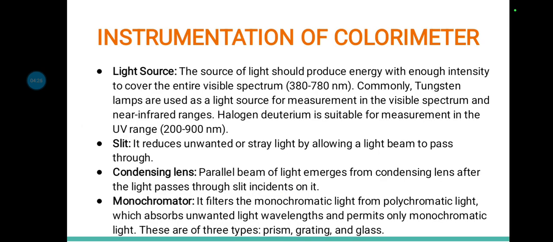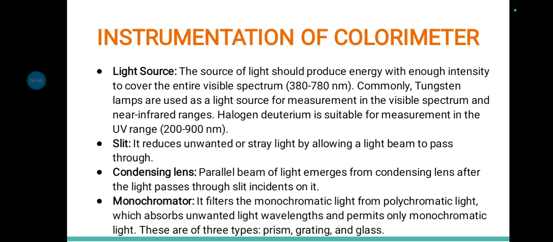Then the instrumentation of a colorimeter. What are the parts present in a colorimeter? First and foremost, the important one is the light source. The source of light should produce energy with enough intensity to cover the entire visible spectrum. Commonly, tungsten lamps are used as a light source for measurement in the visible spectrum and near infrared ranges. Halogen deuterium is suitable for measurement in the UV range.